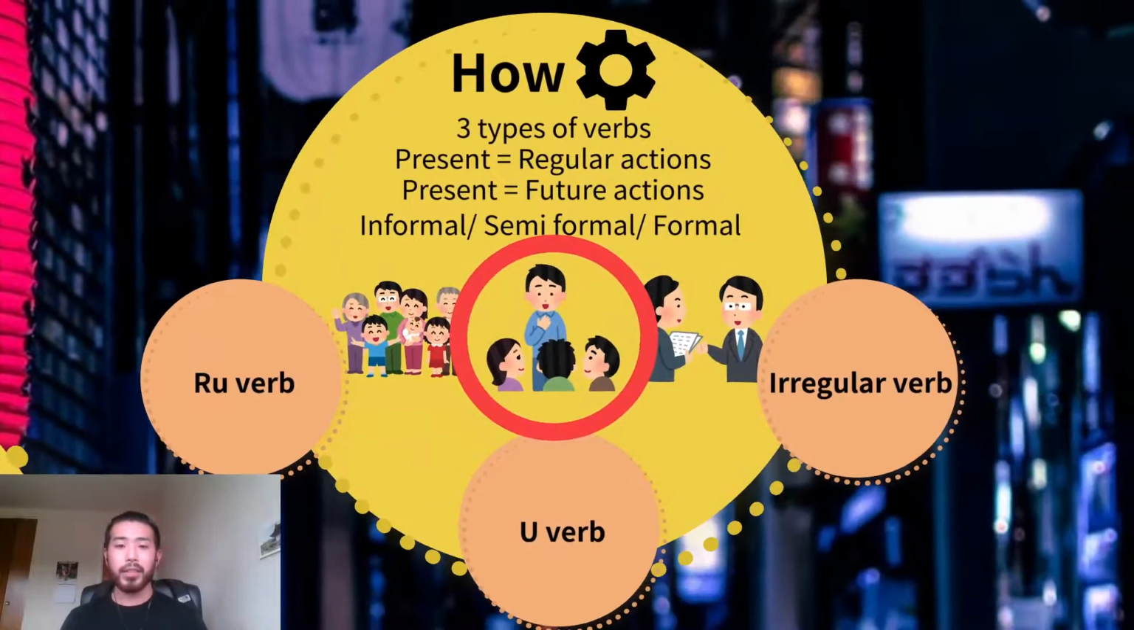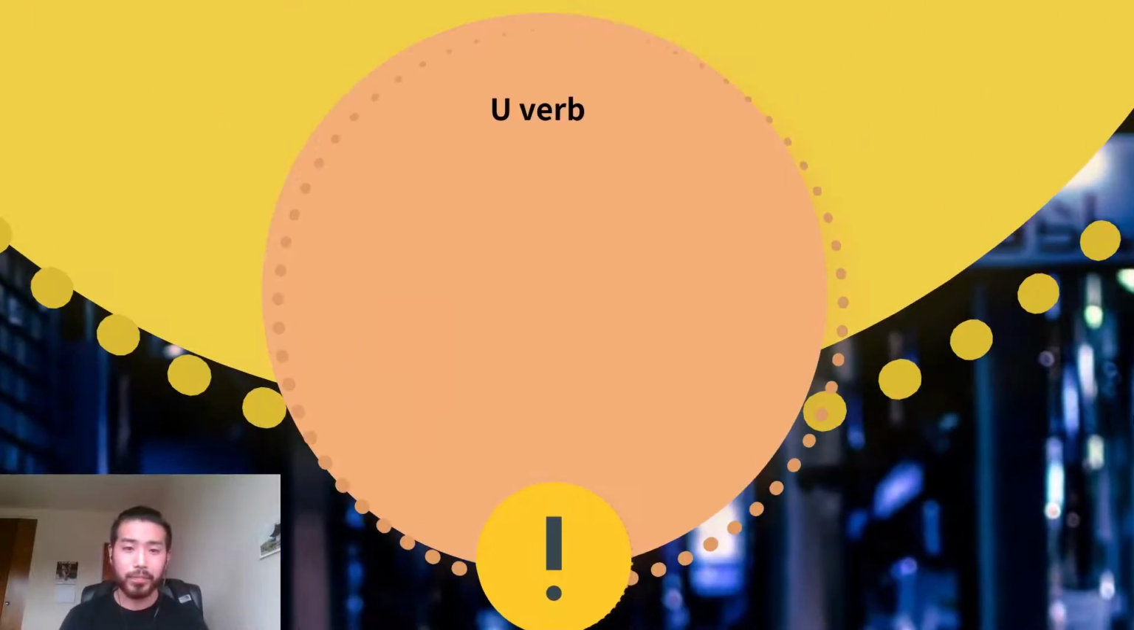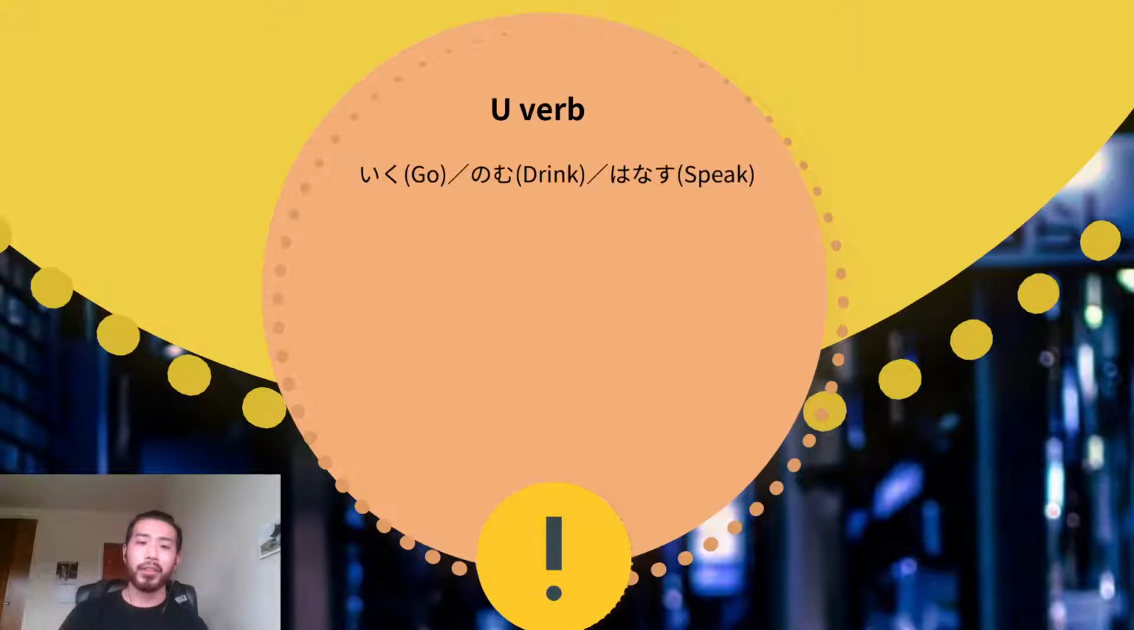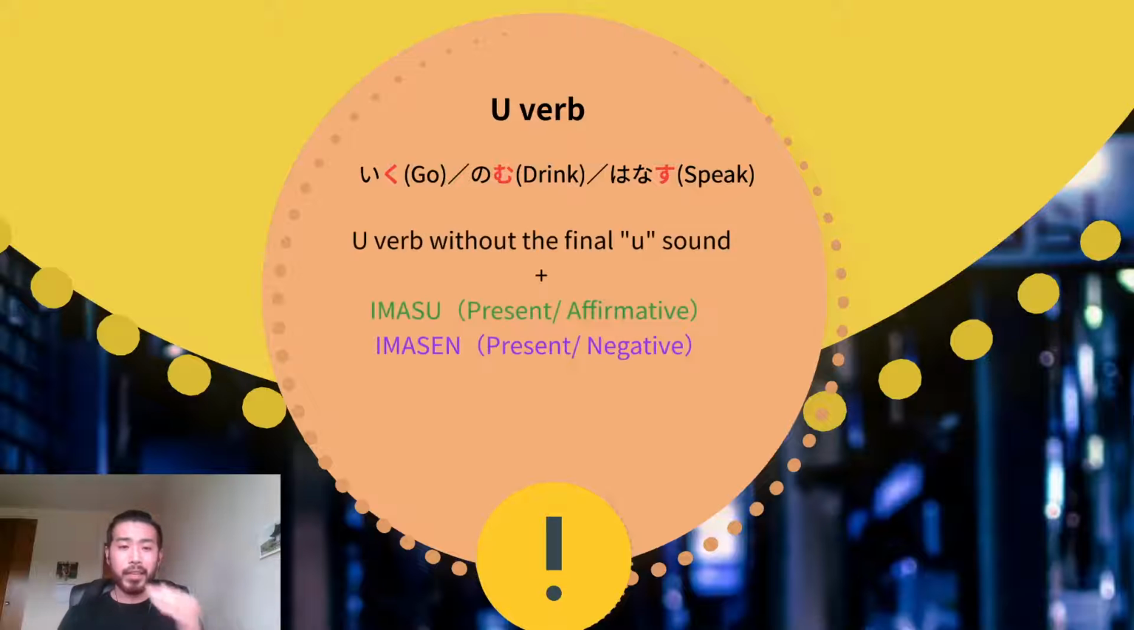And now let's take a look at the u verbs. So u verbs look like this. 行く to go, 飲む to drink, 話す to speak. As you can see, the ending doesn't have to be ru. It could be ku, mu, su, any of these. And when you conjugate, what you need to do is drop the final u sound and add imasu for affirmative and imasen for negative.